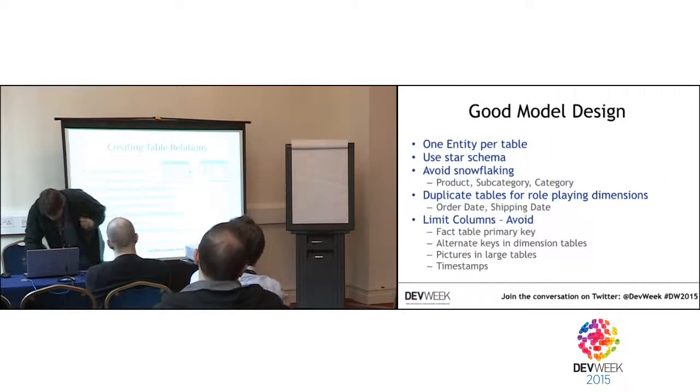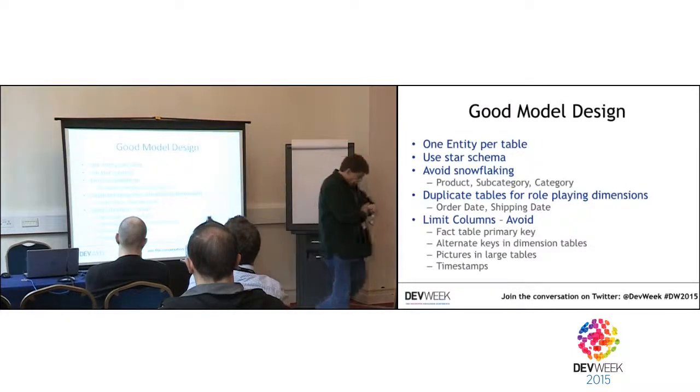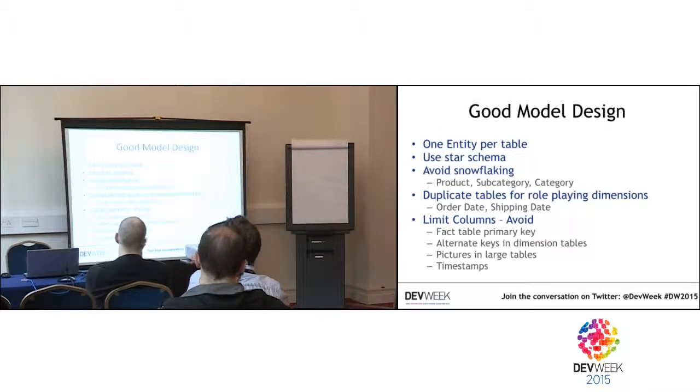All right, let's talk a little bit about good model design. With model design, you have one entity per table, obviously. When I say one entity per table, what does that mean? Customers in one table and products in a different table. Yeah, you don't want to combine customers and products, and this is the kind of thing that somebody who doesn't have a background in databases will end up making these mistakes.